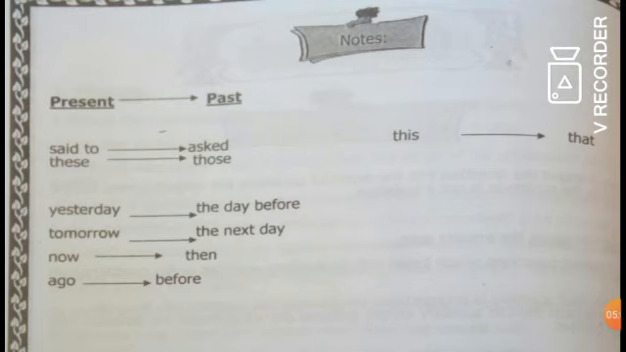So pay attention, we change from present into past when the introductory verb is in the past tense. Again, we change said to into asked. We change these into those. Yesterday, the day before. Tomorrow, the next day. Now, then. Ago, before. And this we change it into that.